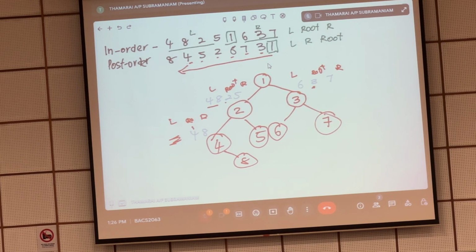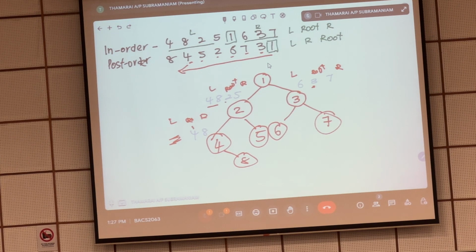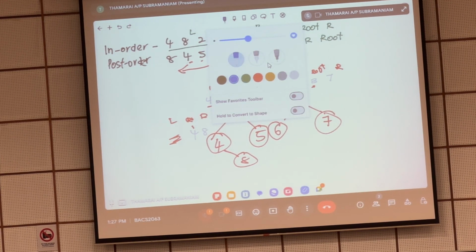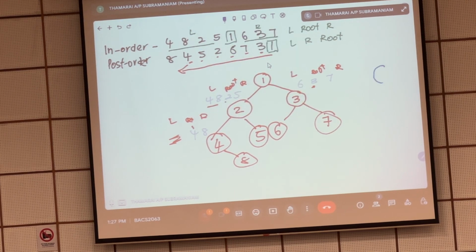Now, exam tips for drawing the tree. When you draw your tree, make sure you draw a circle and put the number in. Don't put numbers like this. This is wrong. You must draw a circle and put the number in. If they are on the same level, try to write them in the same line. This one, you see, is not even looking nice. So each level, write it nicely in the same line.